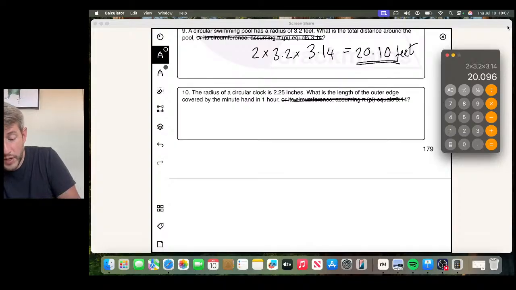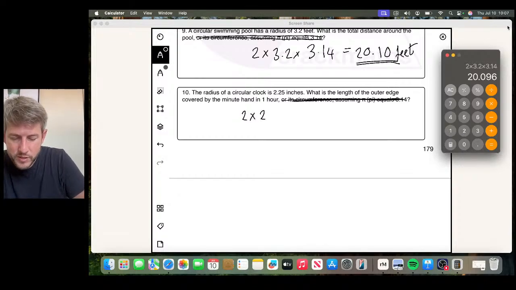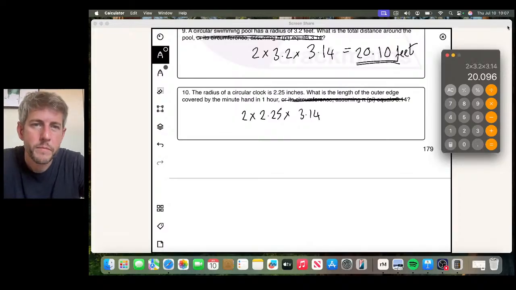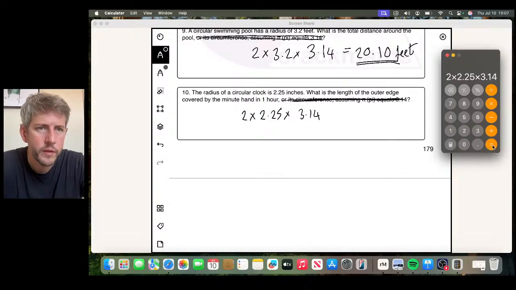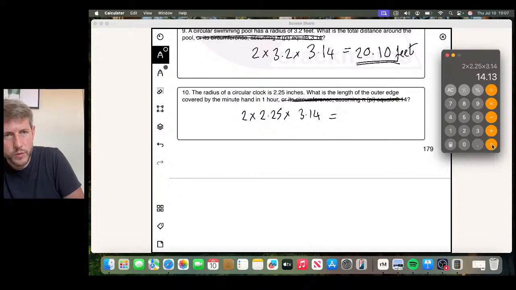So that's going to be the circumference again. The radius is 2.25, so it's the circumference formula. So we've got 2 times 2.25 times 3.14. Okay, so let's work this out. 2 times 2.25 times 3.14. Okay, here we go. So that equals 14.13 inches.